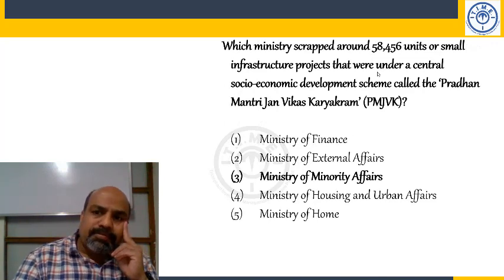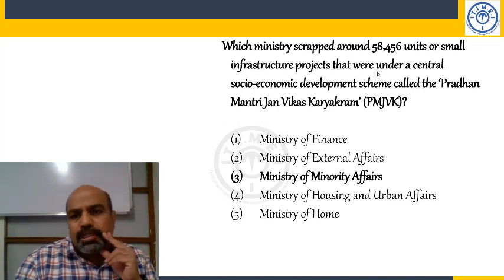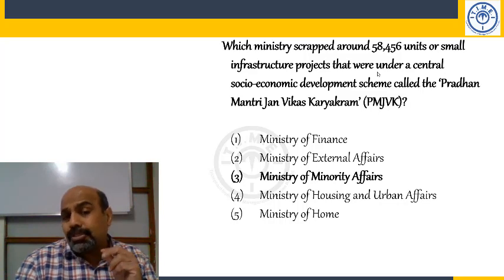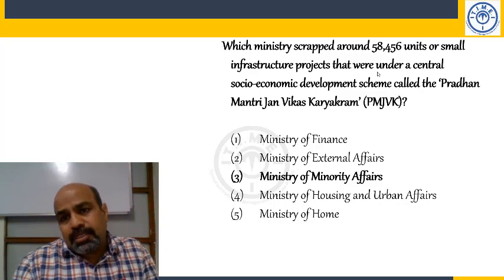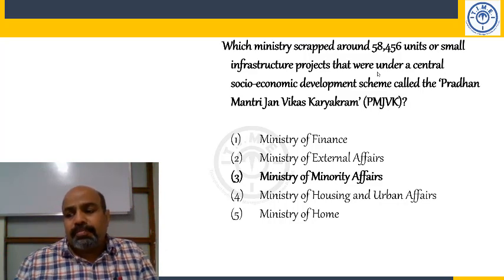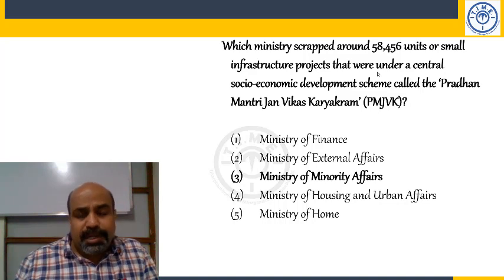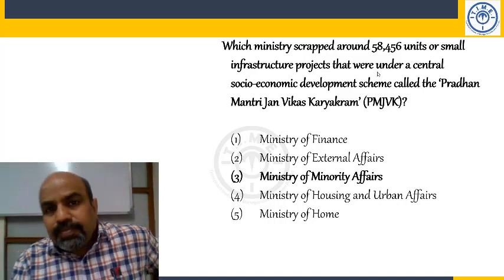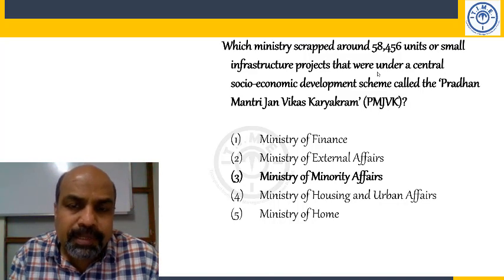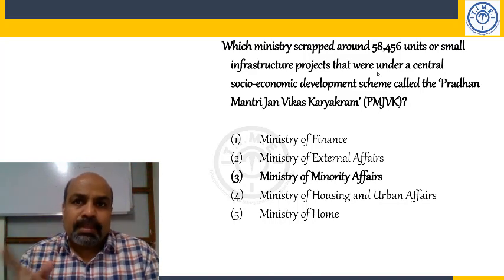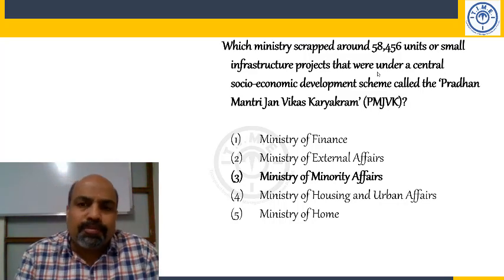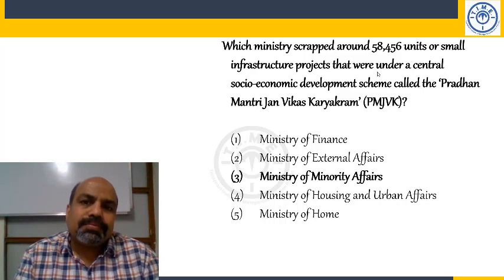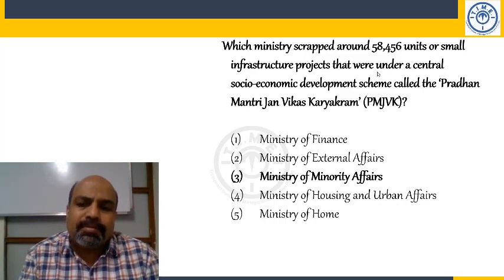Which ministry scrapped around 59,000 units or small infrastructure projects that were under a central social economic development scheme called the Pradhan Mantri Jan Vikas Karyakram? The Ministry of Minority Affairs. Let's look at the ministers running these shows. The Ministry of Minority Affairs is Smriti Irani, I-R-A-N-I. She holds another ministry, the Ministry of Women and Child Development.